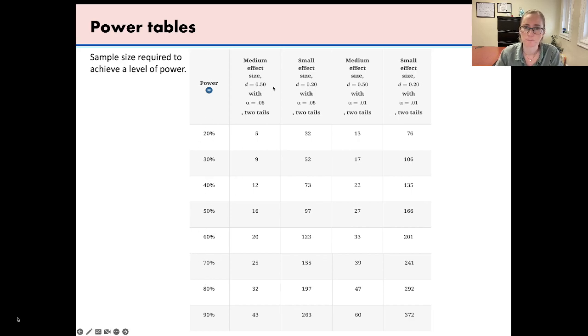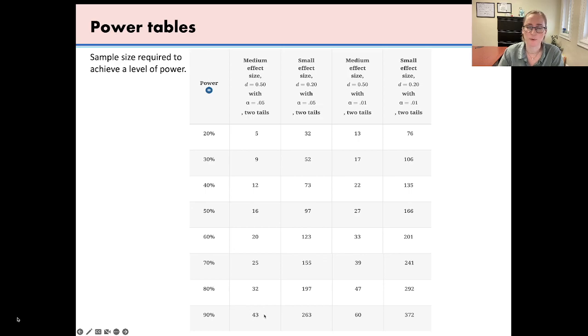So for example, if I want a medium effect size, and let's just say I want to have a lot of power, say 90% power, and I'm going to use an alpha level of 0.05. I come all the way down to here for 90% power, the likelihood of actually successfully rejecting the null hypothesis. I need 43 people.